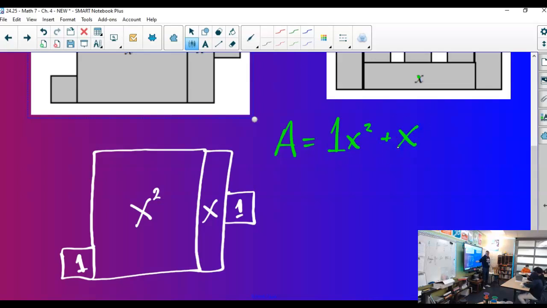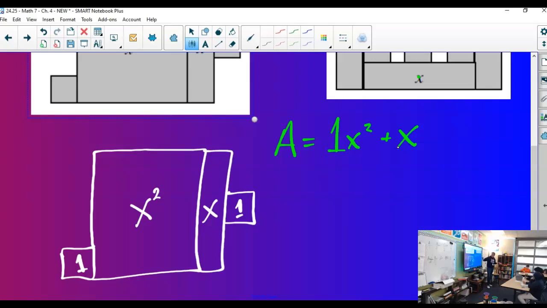Can I, well, they're both x's. Can I put x squared and x together and just say I've got 2x squared? Do I have 2 of the x squared? No. Do I have 2 x's? No. So even though they're the same color, I cannot put those x squared and x's together. So I have to write it separately.